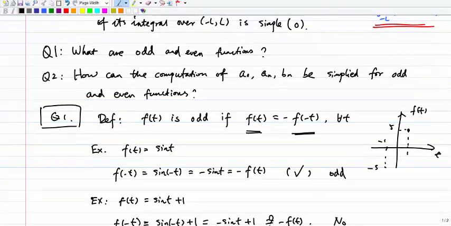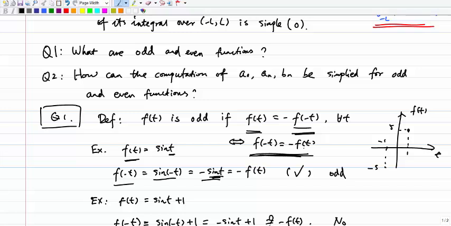For example, if f(t) is sine t, we can check if it's an odd function. To check, we just have to verify this: f(negative t) is negative f(t). That's the same because you can pull the negative sign to the left hand side. So we check f(negative t). We replace every t by its negative, which means I have sine of negative t. Sine of negative t is negative sine t, of course. Because sine t is f(t), it's negative f(t). So this is true: f(negative t) is equal to negative f(t).